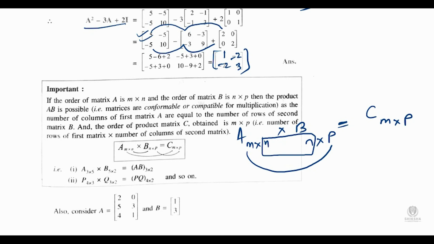So if matrix A having order m by n is multiplied by matrix B having order n by p, the product is possible only if the number of columns of A is equal to the number of rows of B. The result would have the number of rows of A and the number of columns of B. I hope it was clear.